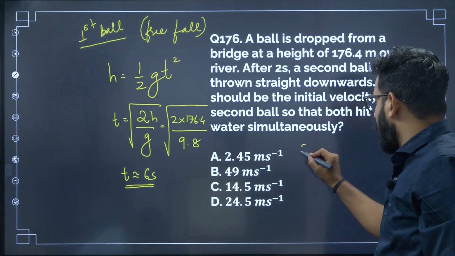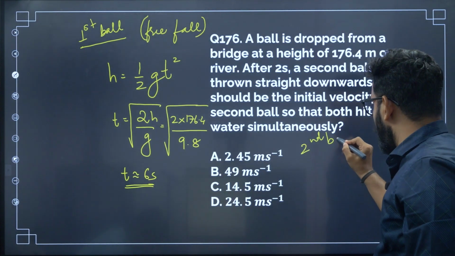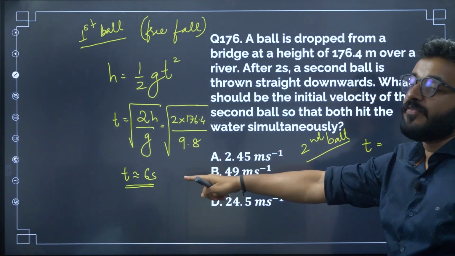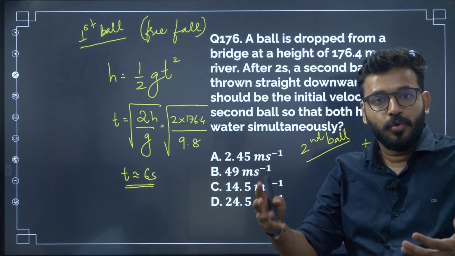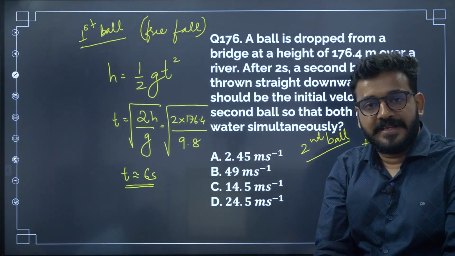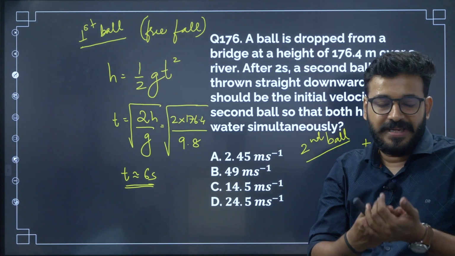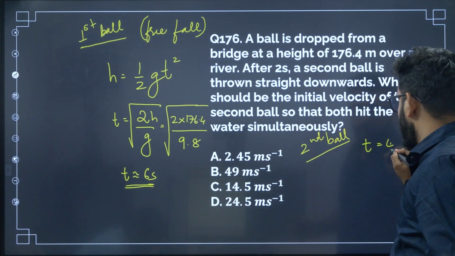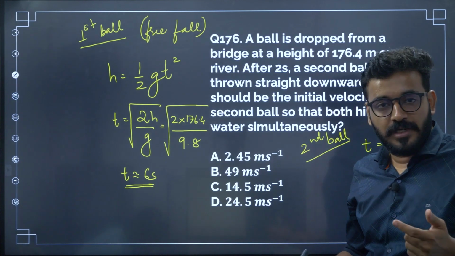For the second ball, obviously we know the second ball takes a time 2 seconds lesser than the first ball because it is thrown 2 seconds after that. The first ball takes 6 seconds. The second ball must take 2 units lesser than that. So it is 4 seconds, and it is having an initial velocity.